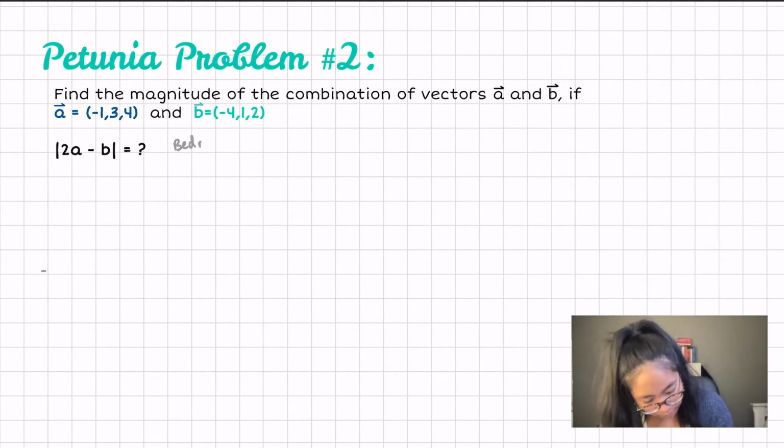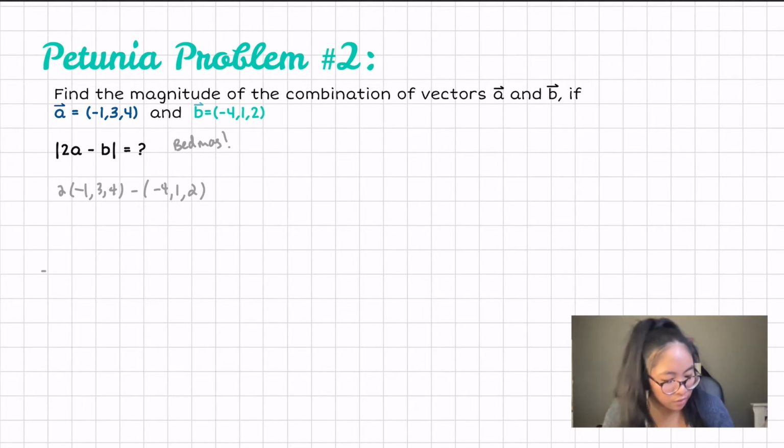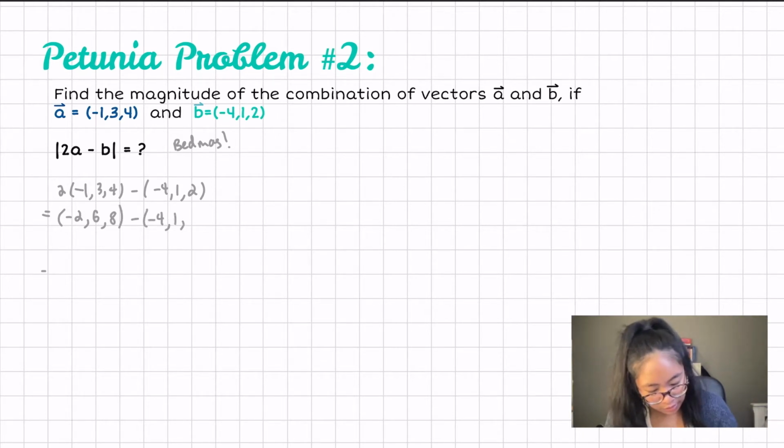So recall BEDMAS rules, okay? We're going to be multiplying before we subtract. So I'm just going to write 2, and then vector a is -1, 3, and 4. Subtract -4, 1, and 2. We're just going to multiply the 2 into the first vector. 2 times -1 is -2. 2 times 3 is 6. 2 times 4 is 8. And then we're just going to rewrite the second vector here.